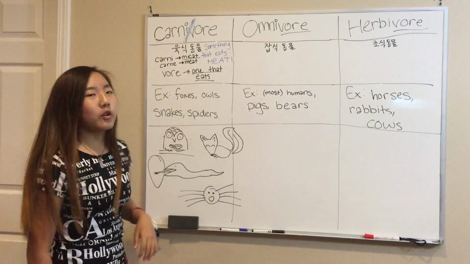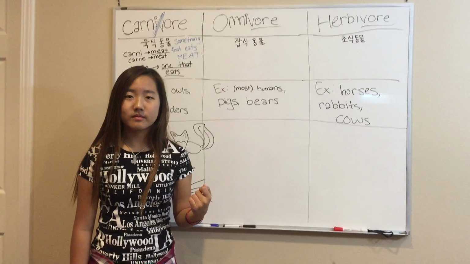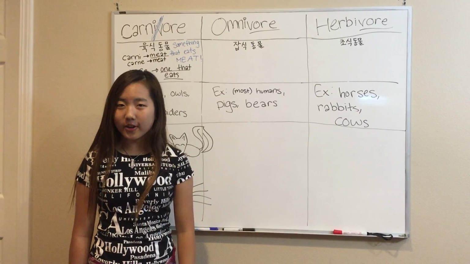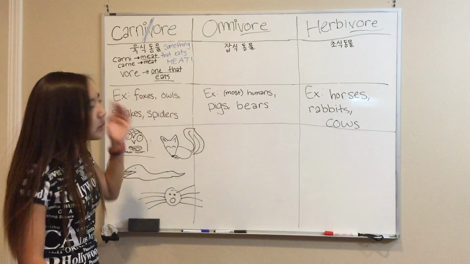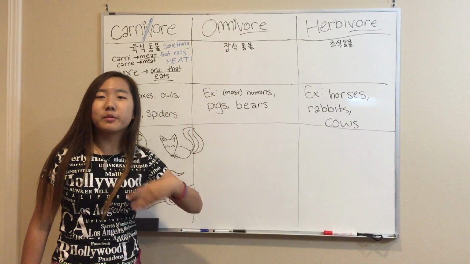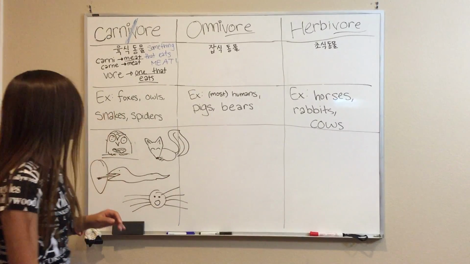Now, carnivore. Follow me. Carnivore. One more time. Carnivore. Just keep practicing the words. These may be a bit hard, but if you keep on pronouncing it and learning to say it more and more, then you'll get better at it.